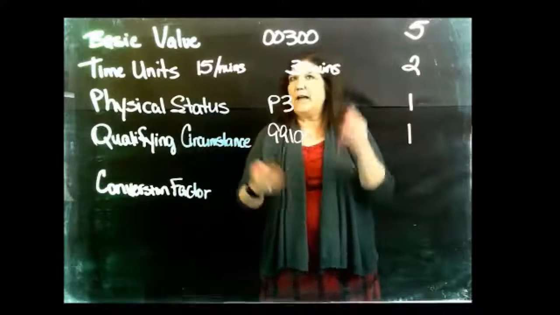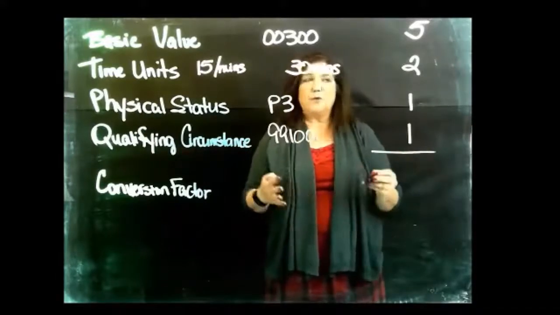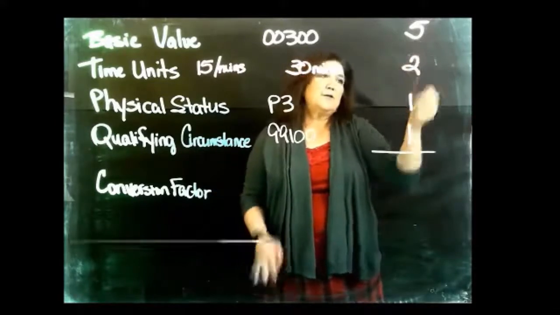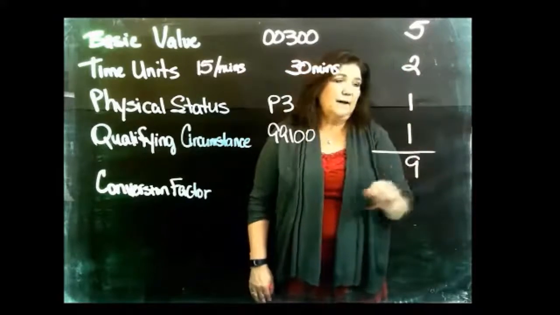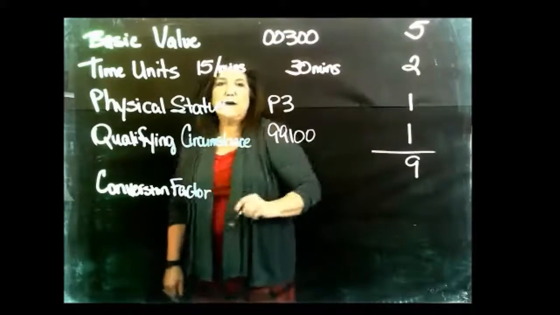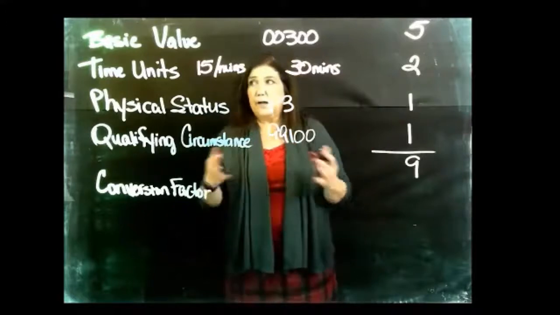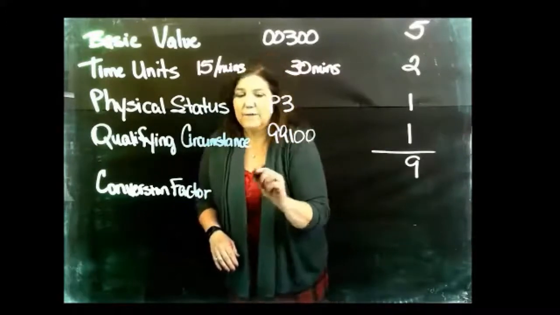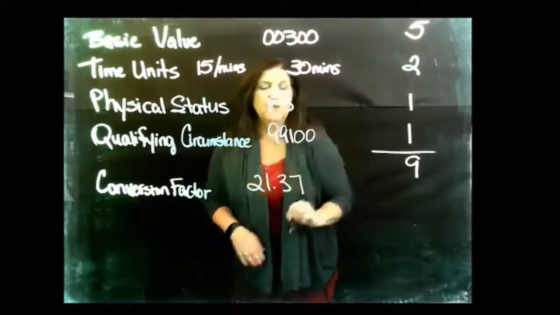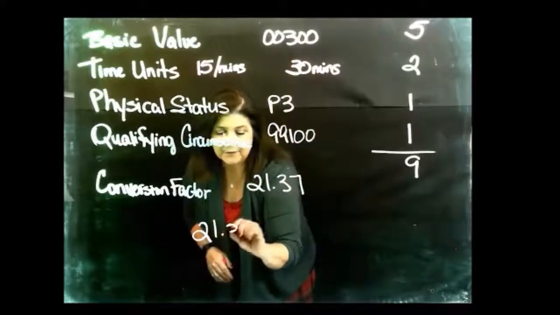So now, once I have found these 4 things, I can add up how many total units we are going to multiply our conversion factor by. So 5 plus 2 plus 1 and 1 gives us 9. So I have a total of 9 units. Because this patient was in Birmingham, Alabama, and we look at our graph, our conversion factor is 21.37.